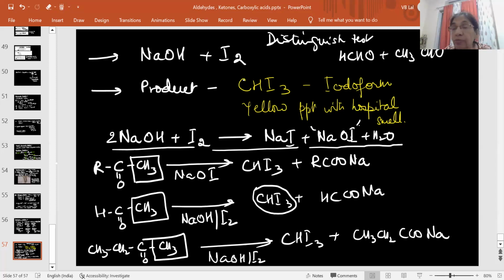You can distinguish between the two using the iodoform reaction. So that is about the next oxidizing agent. Okay, so we have learned three important oxidizing agents. One is iodoform reaction, one is using Tollens reagent, and the third using Fehling solution. In all of them, there is a very good visible observation.